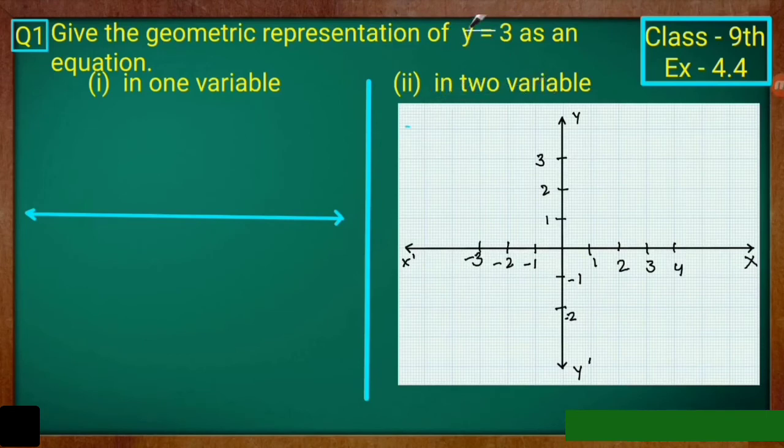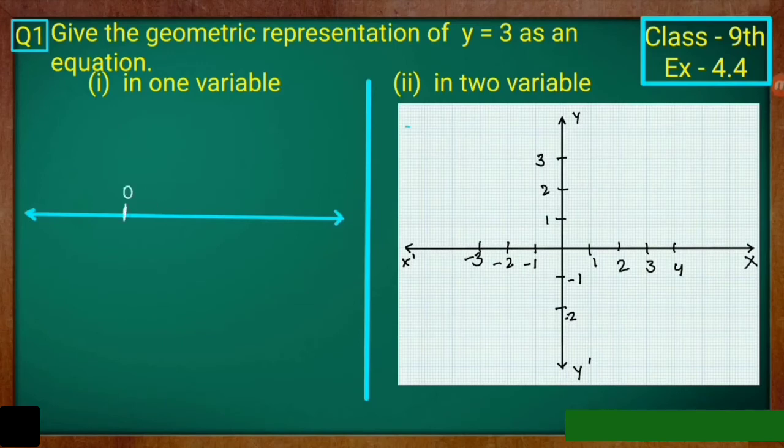And second, in the two variable. For the two variable we will draw the proper Cartesian plane on the graph sheet. You can see here for the second part I have used a graph sheet with the complete Cartesian plane. For the one variable, we will simply draw it on the number line.